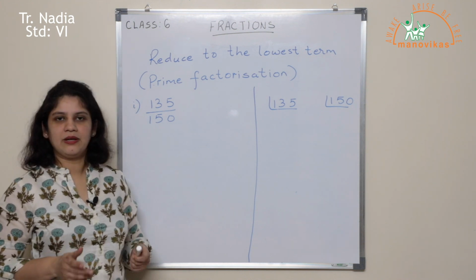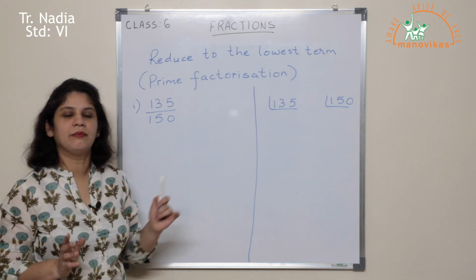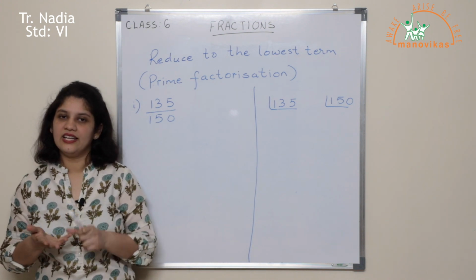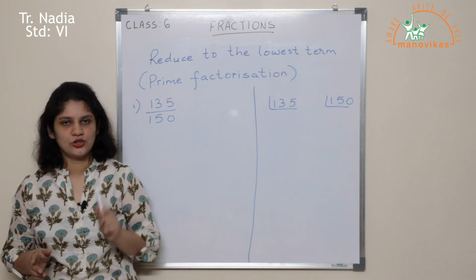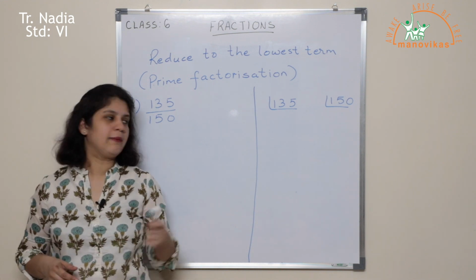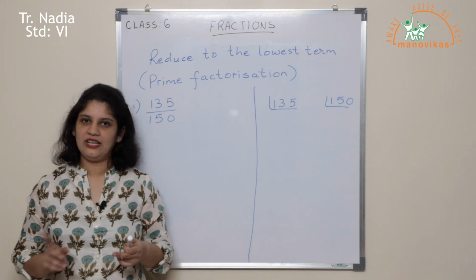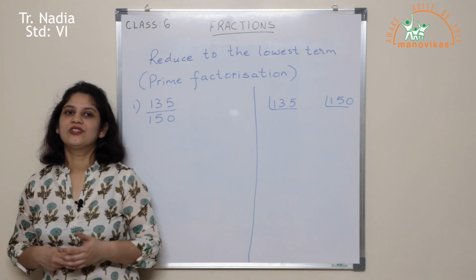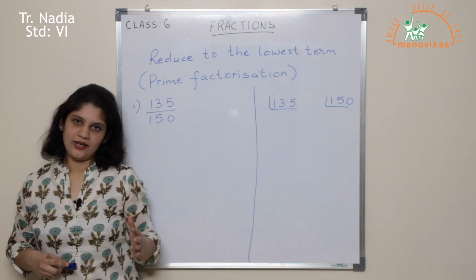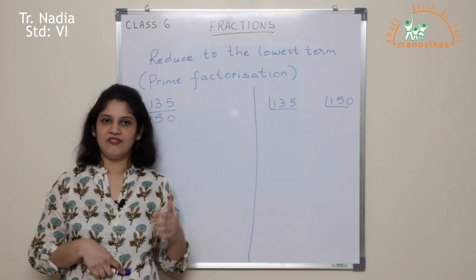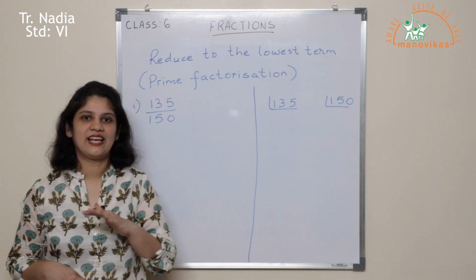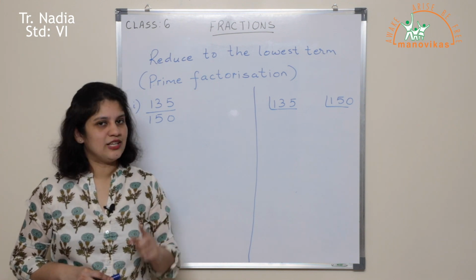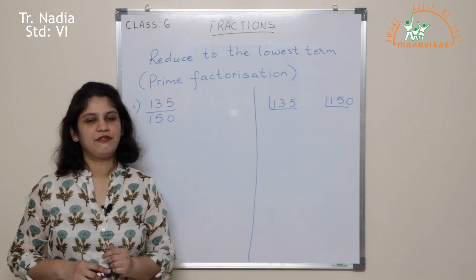Now I told you prime numbers are numbers which have just 2 factors. Some examples of prime numbers are 2, 3, 5, 7, 11, 13, 17 and so on. But the most often used prime numbers for this method are 2, 3, 5. Now here again there is a rule to be followed. Where can I use 2 for dividing? All even numbers, that is numbers which end with 0, 2, 4, 6, 8 can be divided by 2. All numbers which end with 0 or 5 can be divided by 5.